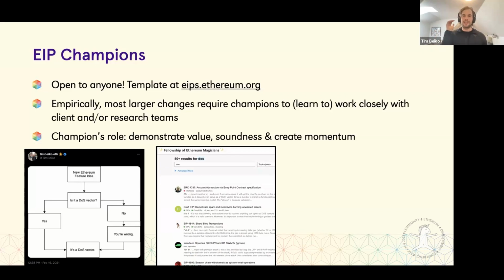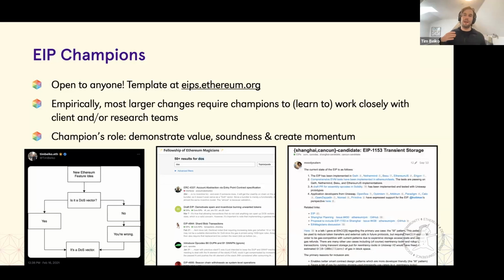And this second screenshot is just a search for DOS on Ethereum Magicians, and you can see literally just from the top results, account abstraction EIPs, proto-danksharding, and then the withdrawals EIPs all have threads talking about how to deal with the DOS vectors that they would introduce.